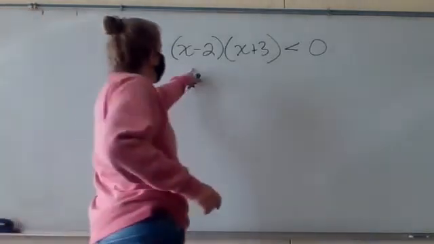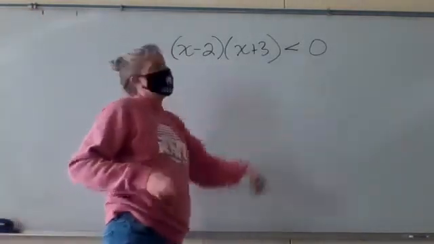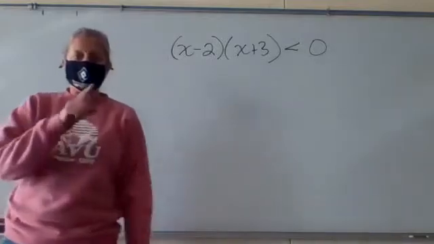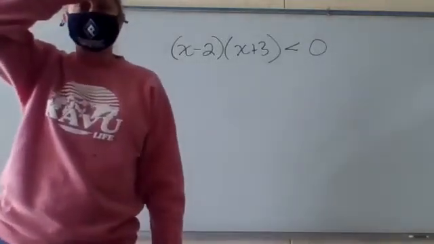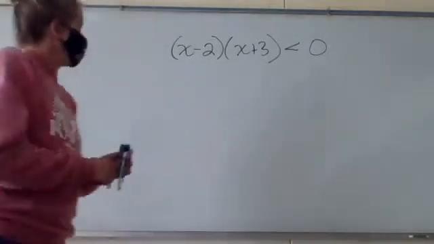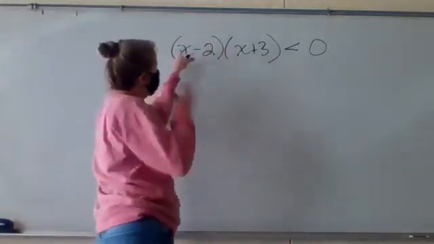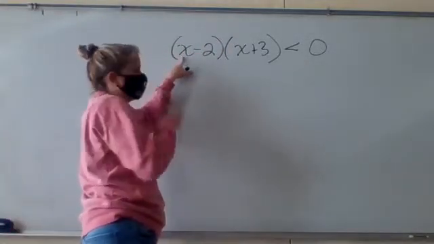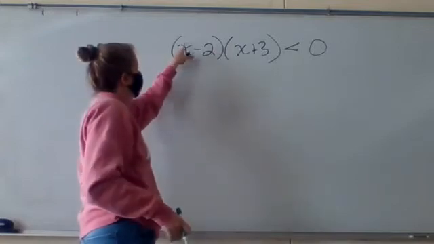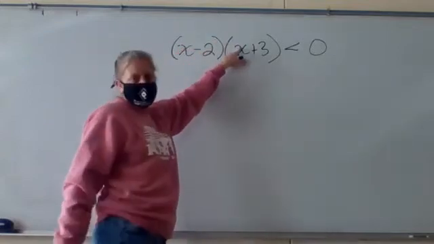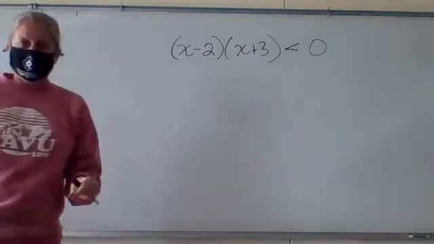Number 1 is nice. It's already got it in factored form. How do I even know this is a parabola? I don't even see an x squared. But what do you know? If I FOILed this, what would be the first thing I would get if I multiplied these two parentheses together? I'd have x times x. There's your x squared, right?